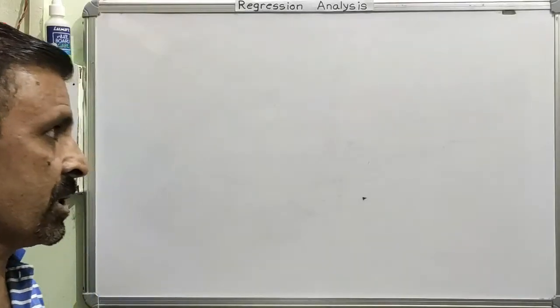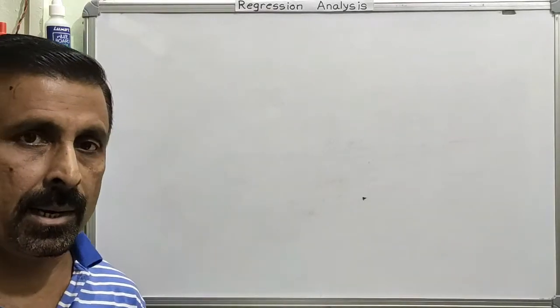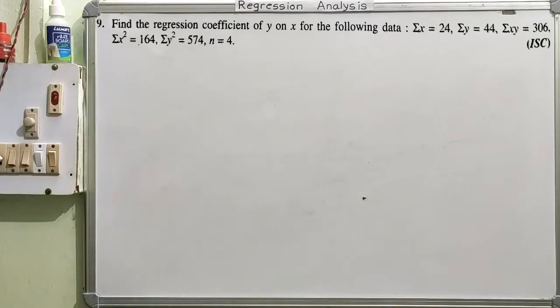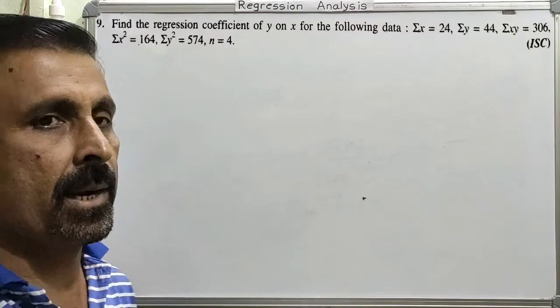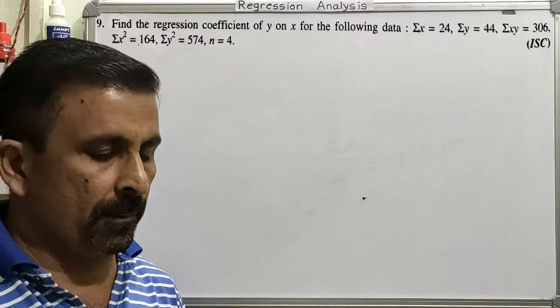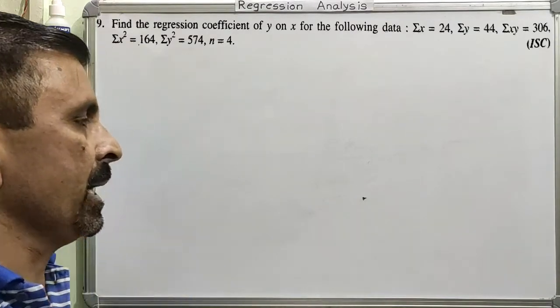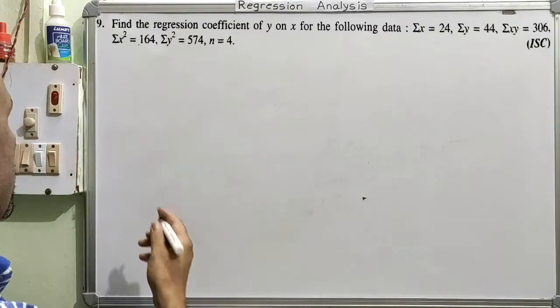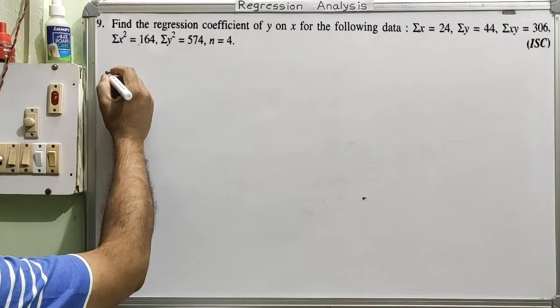So after this, we are moving on to the question. Now, the first question we are moving on to is question number 9. Look at the question. Question number 9 says, find the regression coefficient of y on x. So here it is made very clear that we are asked to write the regression line of y on x. Okay. So to do that, we are given some information. So first of all, let us write down the information.